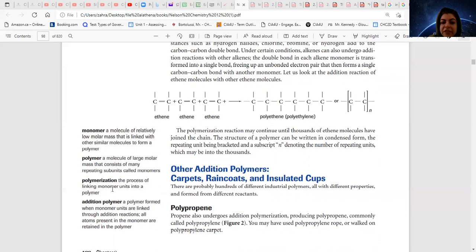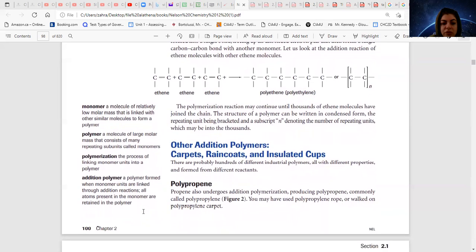Polymerization is a process of linking monomer units into polymer. So the process is that you have ethane, the double bond will break and they attach to each other, right? It's going to be the polymerization reaction or equation. Addition polymer, a polymer formed when the monomer units are linked through addition reactions. All atoms present in a monomer are retained in a polymer. So basically they are adding to each other, right? So it's broken, they are kind of linking to each other. So this is our addition reaction.